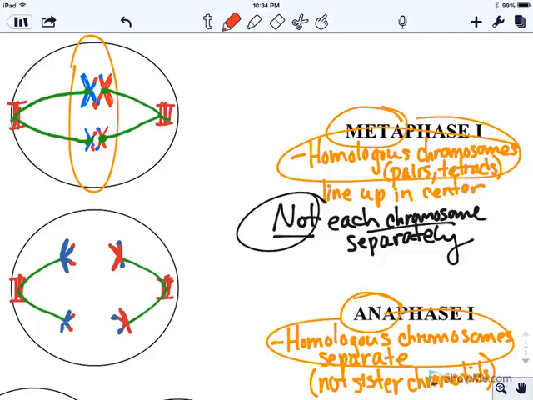So my sister chromatids are not being ripped apart. So if I asked you, do we still have duplicated DNA? We do, because we have our sister chromatids present. But I have no more pairs. My pairs are being separated.